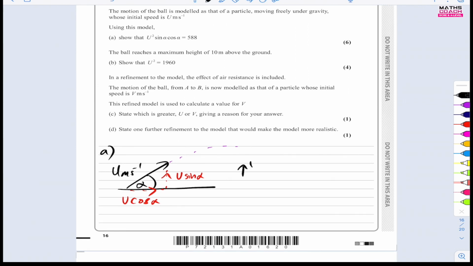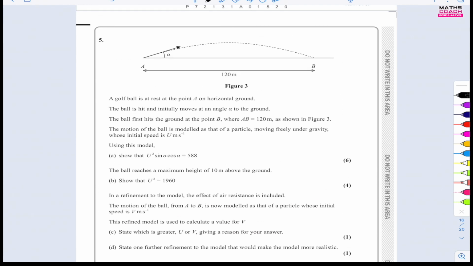Well, let's just resolve like this. What do we have in that direction? We have u is equal to u sine alpha. We have a is equal to minus g because it's gravity. We have s is equal to 0 because, remember, it goes up and comes back to the same position again on the ground.